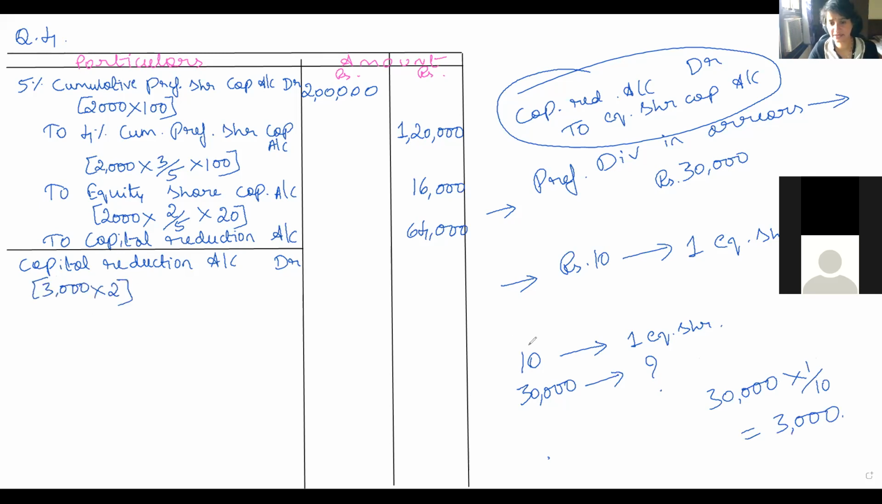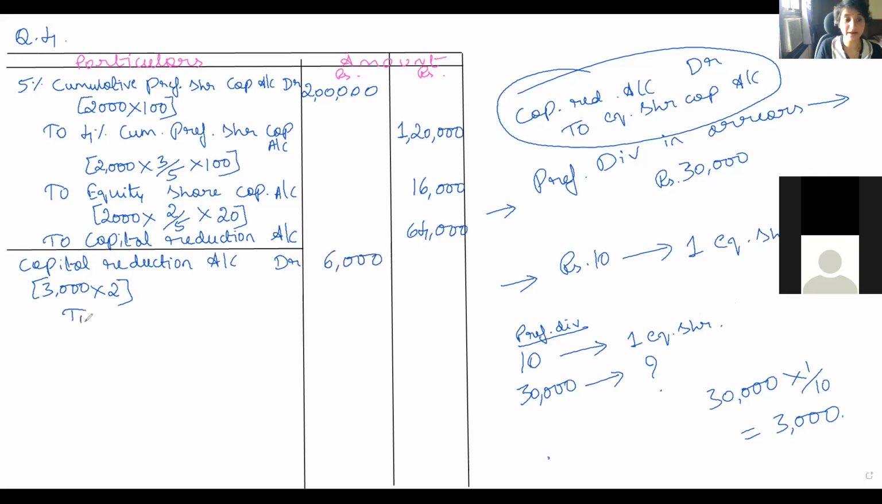Am I clear with this calculation बच्चों? Again I repeat. ₹10 this is dividend. Okay, preference dividend. So ₹10 डिविडेंड पे एक इक्विटी शेयर इश्यू हो रहा है. आपके पास 30,000 का डिविडेंड पेंडिंग है, तो कितना शेयर इश्यू हो रहा है? So this is the number of shares I have calculated. So 30,000 multiplied by 1/10. So 1/10 of 30,000 is 3,000. So 3,000 equity shares issue हो रहा है of ₹2 each. So 3,000 multiplied by 2, 6,000 is paid.